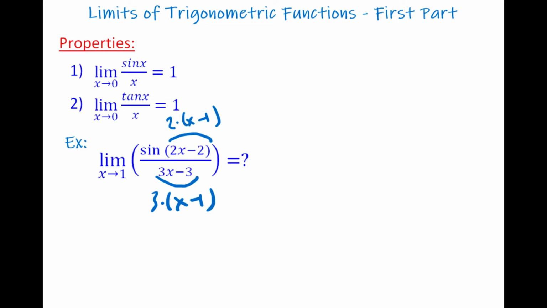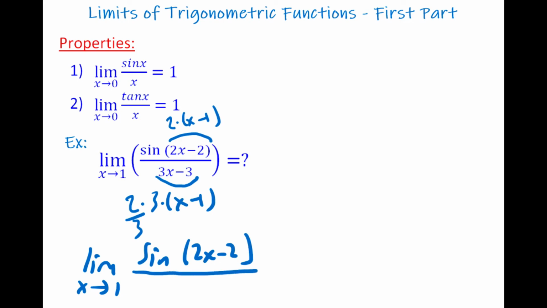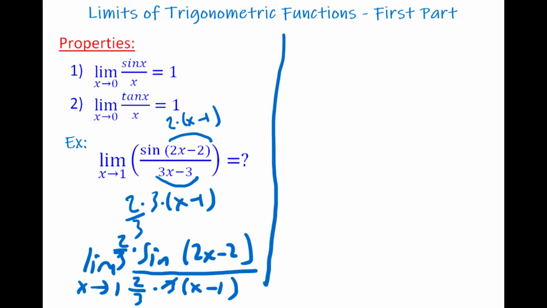So how can we make this 3 times x minus 1 the same as 2 in parentheses x minus 1? If we multiply the denominator by 2 divided by 3, then we can make them the same. So we're going to have limit when x goes to 1, sine of 2x minus 2 divided by, I'm going to just multiply 2 divided by 3 times 3 times x minus 1 guys. And of course, once I do this, I'm going to multiply the numerator by 2 divided by 3 as well, in order not to change the value of the fraction. So in the next step, these will be gone.